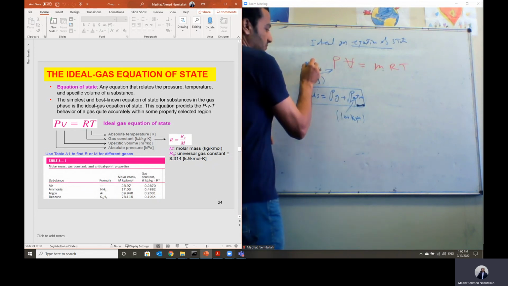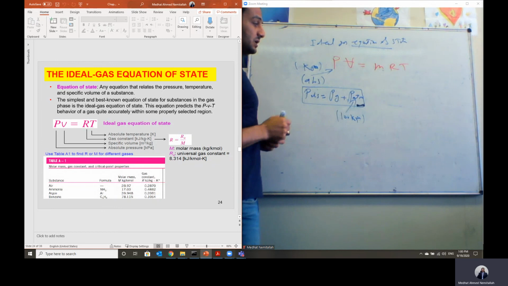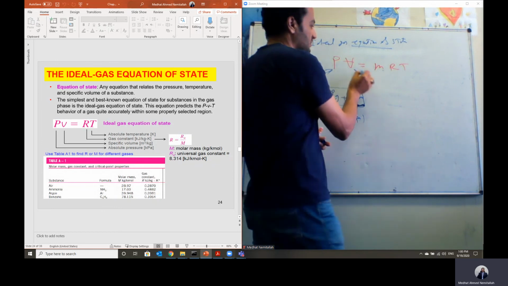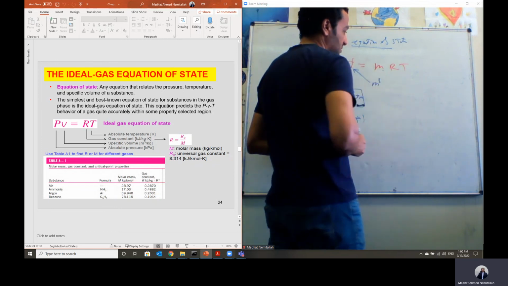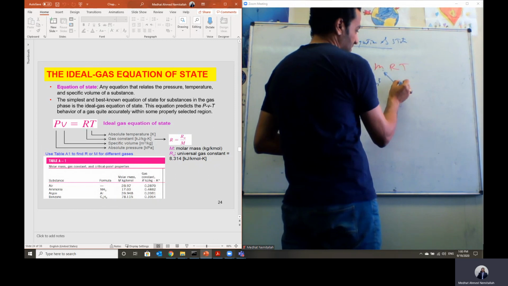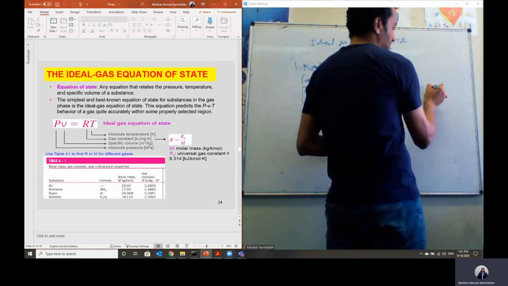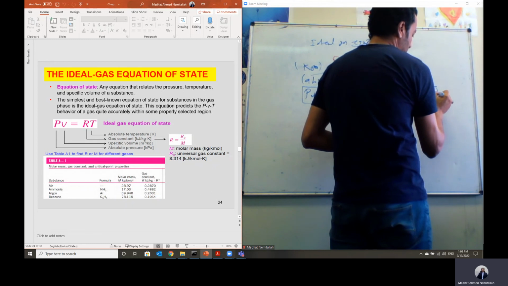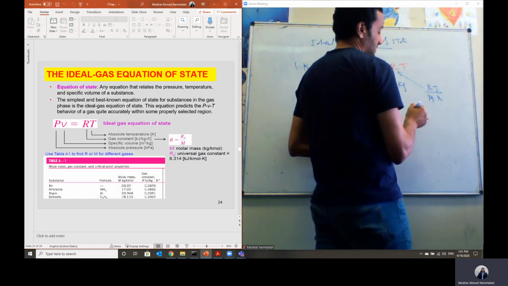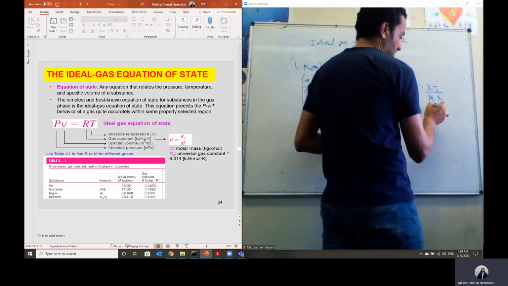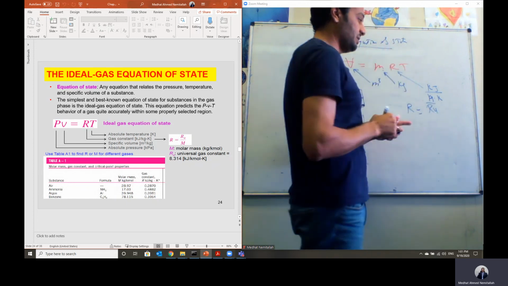Usually this pressure we substitute in kilopascal. And this volume is the total volume calculated in cubic meters. This is the mass of the gas calculated in kilograms. R is the gas constant calculated in kilojoules per kilogram Kelvin. And the gas constant R is defined as the R universal, or R bar.